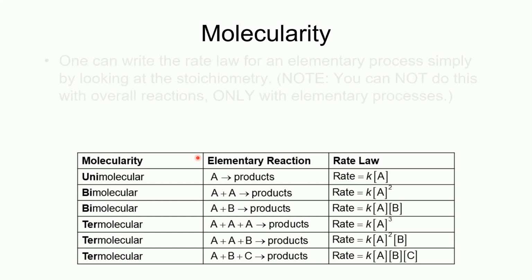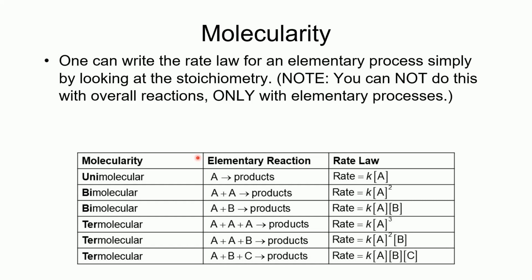We want to look at how, if we know what the elementary reaction step is, we can write the rate law for that step. So if you know what the elementary process is, you can write the rate law for that step simply by looking at the stoichiometry. Now you'll see here I have a big disclaimer. Note, you cannot do this with overall reactions. You can only do this with elementary processes.